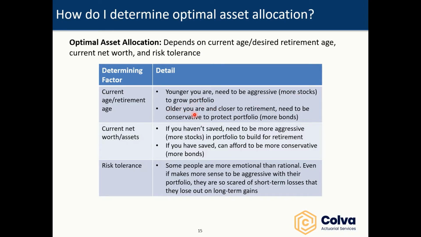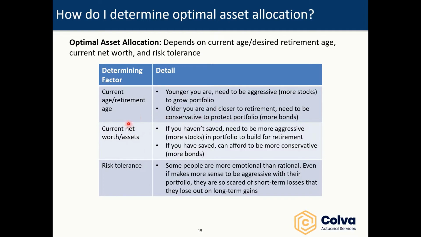However, the older you get and the closer to retirement, you need to be more conservative to protect the portfolio because you don't have as much time to accumulate wealth, and you'll be making withdrawals soon. So you need to protect yourself against what's called sequence of return risk. If equity markets do poorly and you're taking withdrawals, it can really hurt your portfolio. So as you get closer to retirement, it makes more sense to invest in bonds. And that's the overarching theme.